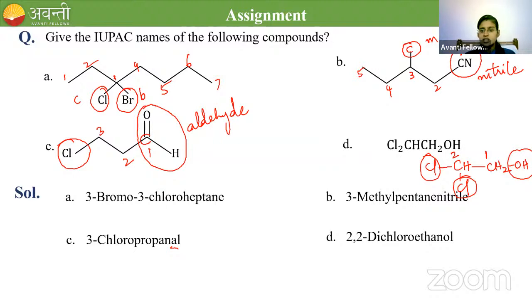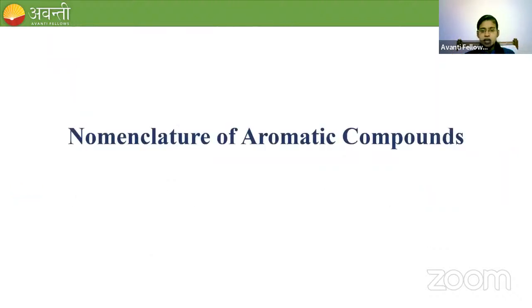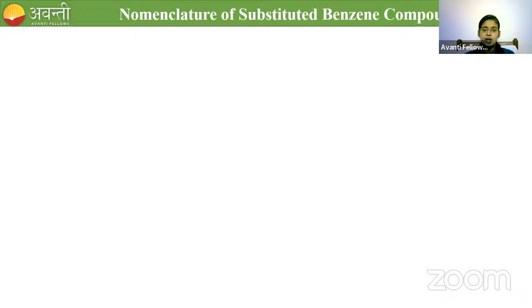All right, now let's go to the next topic. So far we have discussed the nomenclature of compounds which have functional groups, and all the compounds we have discussed so far are aliphatic compounds. Next we move to the nomenclature of aromatic compounds, mainly the nomenclature of substituted benzene compounds.